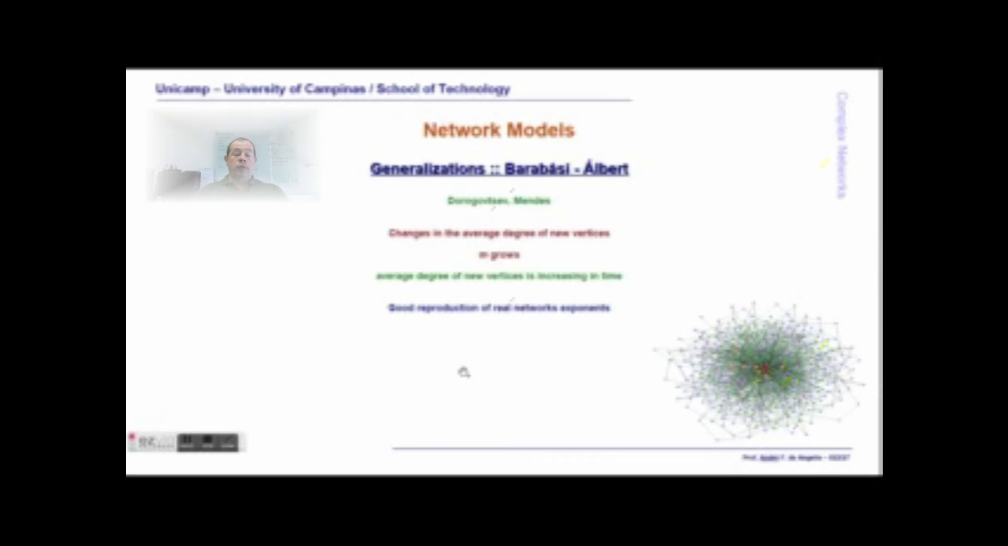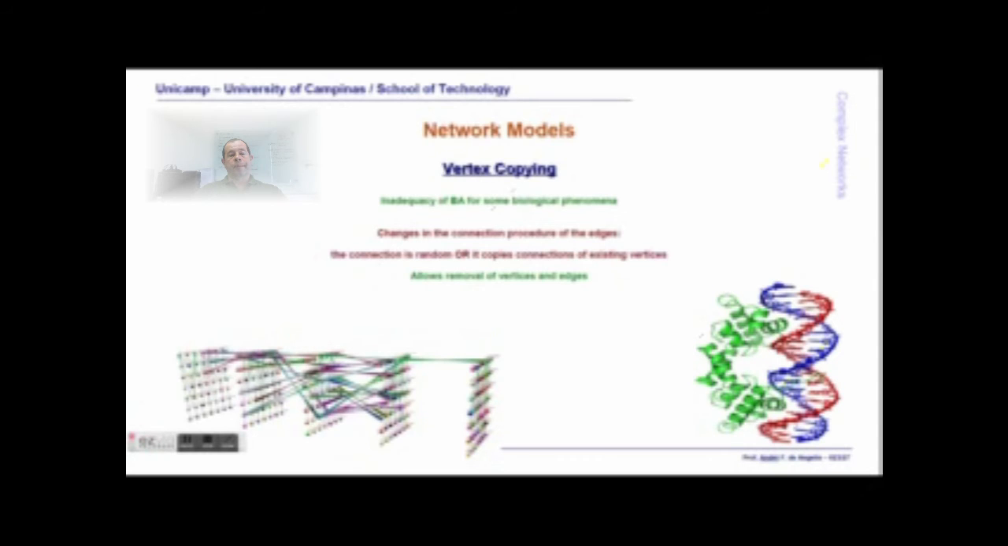The average degree of new vertices is increasing in time. This is the idea. This model is a good reproduction of a real network exponent. We talk about the exponent because a lot of real problems are well mapped by scale-free networks, and the exponent is the main parameter to understand the statistical distribution.